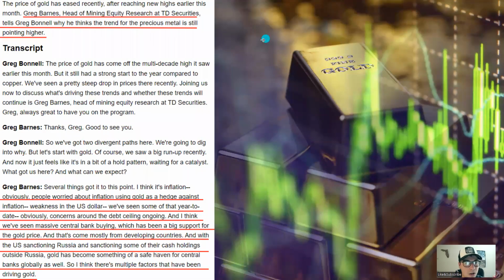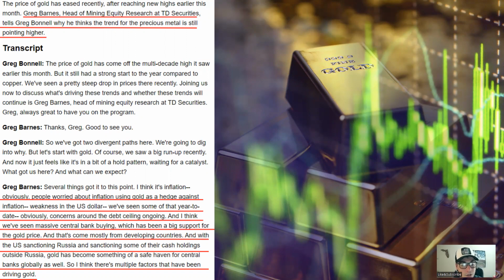Now, we'll start off talking about Greg Barnes, the head of mining equity research at TD Securities. He tells Greg Bonnell why he thinks the trend for precious metals is still pointing higher. One of the things he thinks of is inflation. Obviously, people worried about inflation use gold as a hedge against inflation and weakness in the dollar. We've seen some of that year to date, and obviously concerns around the debt ceiling are ongoing. And I think we've seen some central bank buying as well, which has been a big support for the gold price, and that's come mostly from developing countries.